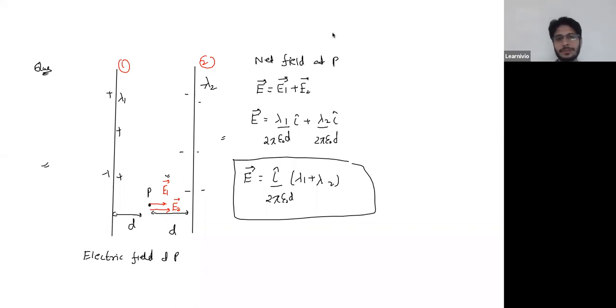The last derivation is due to a sphere. I can't skip the sphere because to teach potential and capacitance, I need the electric field of a sphere. You should know what a sphere is and how to calculate the field of the sphere.